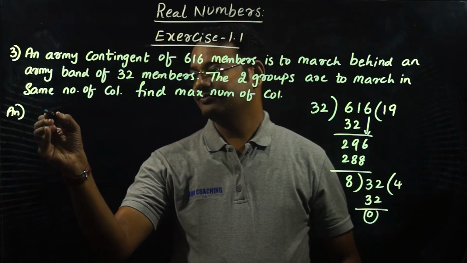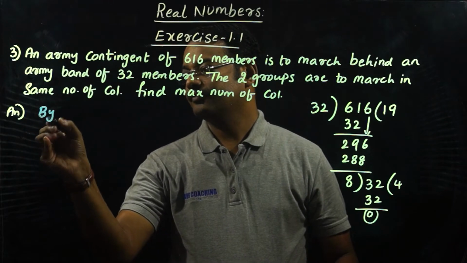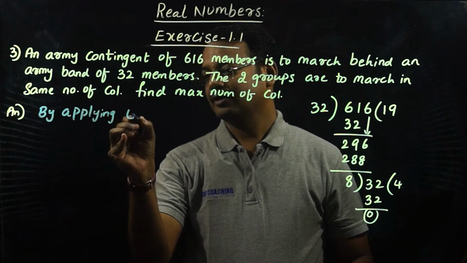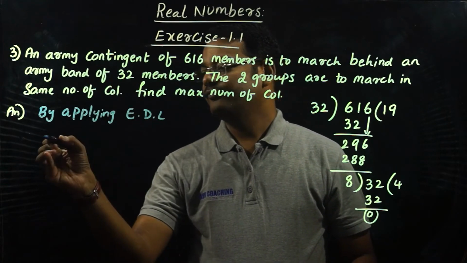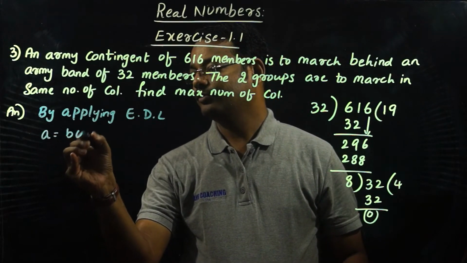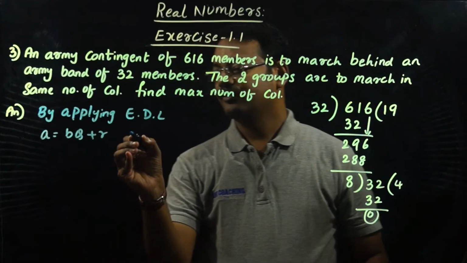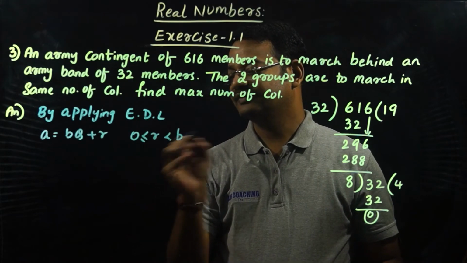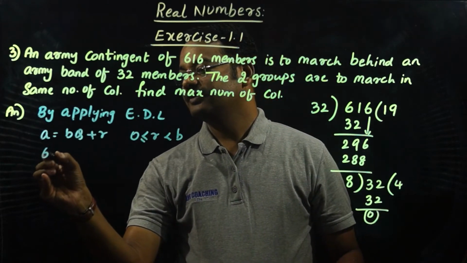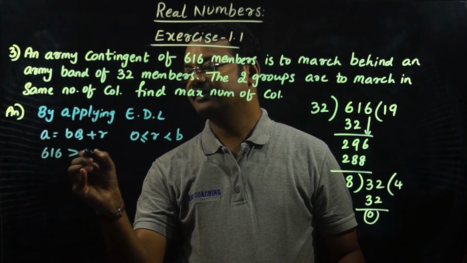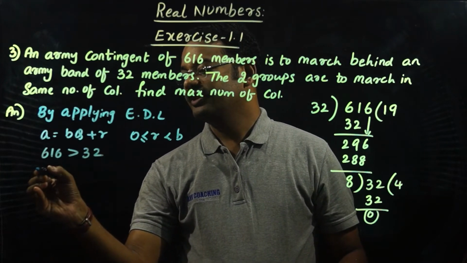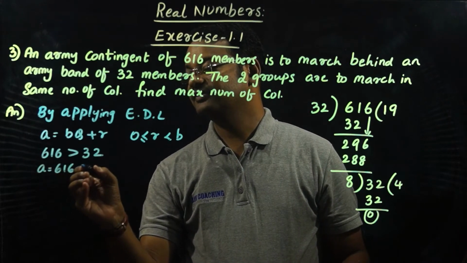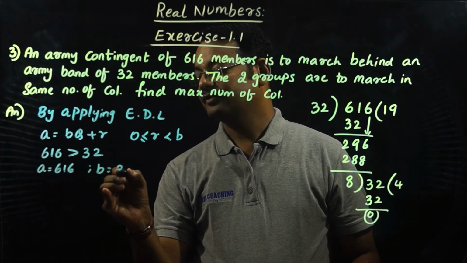Now as per Euclid's division lemma, we have A equal to BQ plus R, where 0 is less than or equal to R and R is less than B. So here 616 is greater than 32. So A is 616 and B is 32.